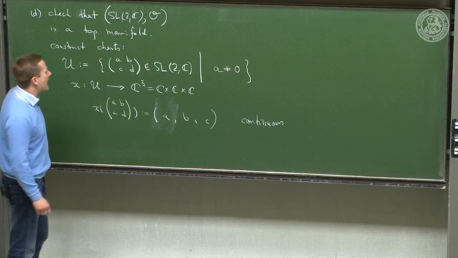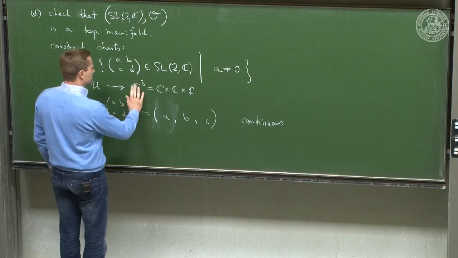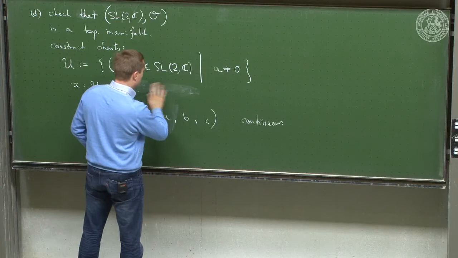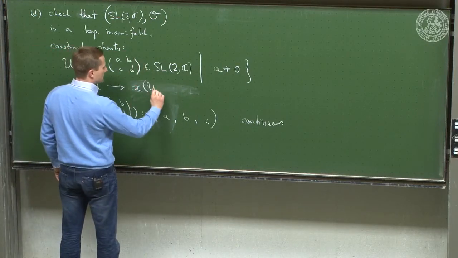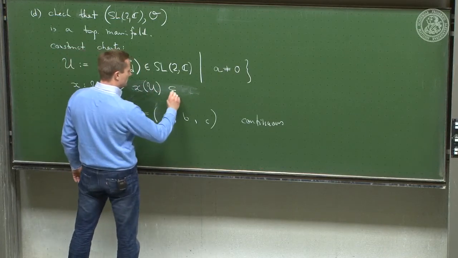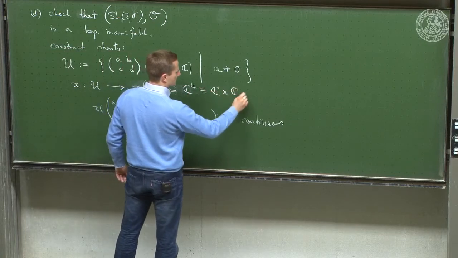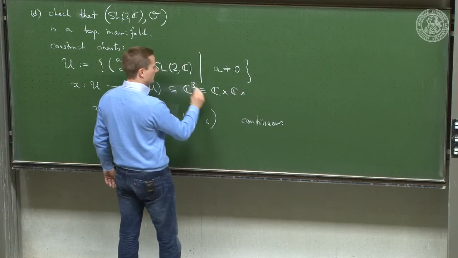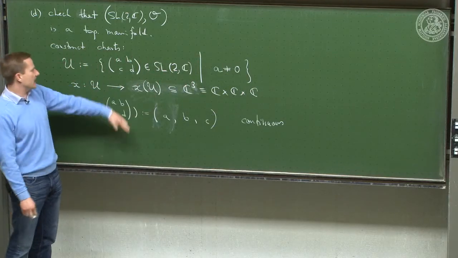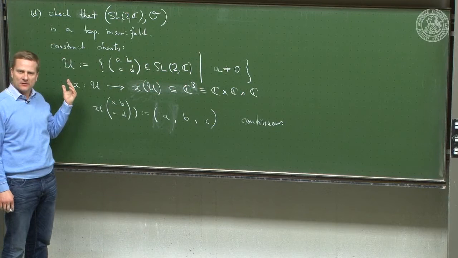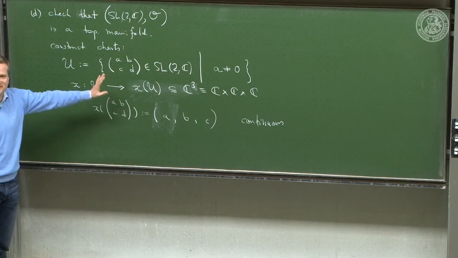I also want it to be invertible, so I need to restrict the target. It's true, this whole thing lands in C3, but I want to restrict the image so that I can now invert the map. That's what we always did. You interrupt me if you get lost, okay?